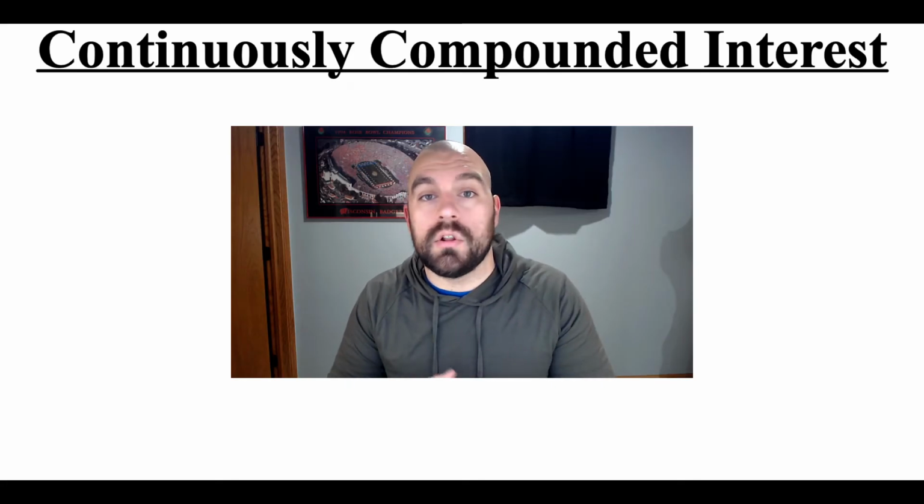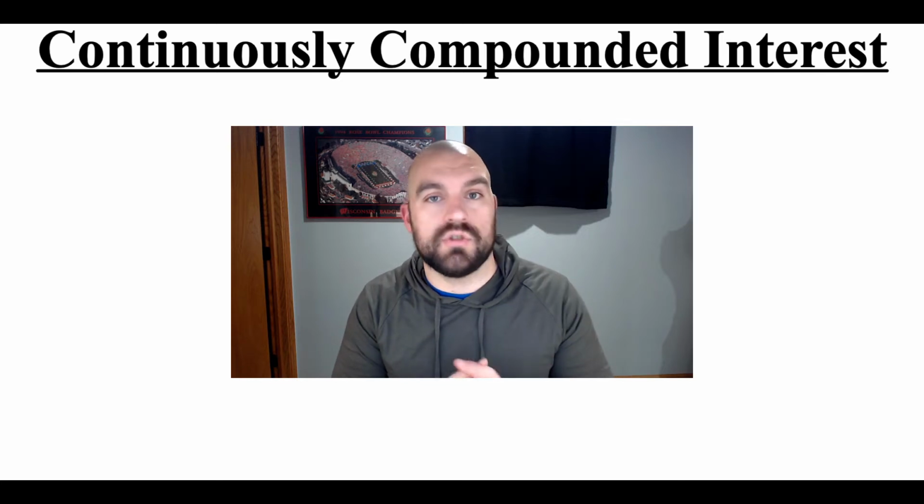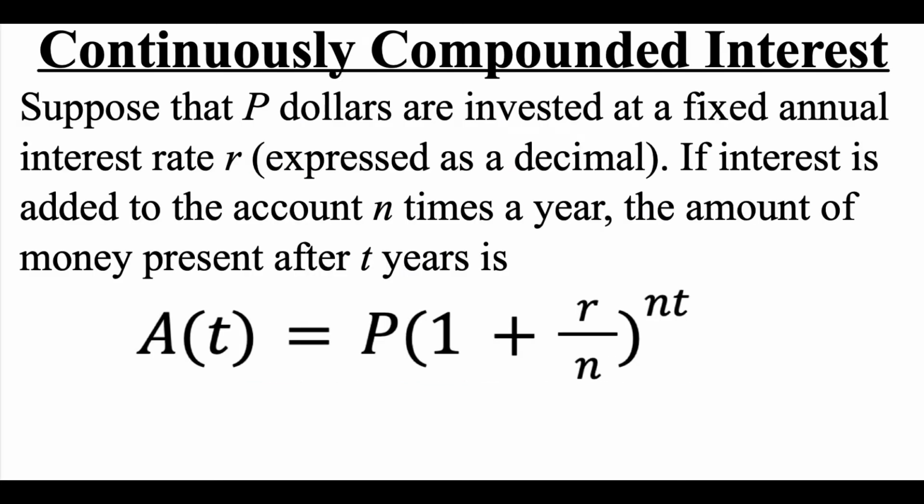In this video, we're going to look at continuously compounded interest. So suppose that you have P dollars and you're investing it at a fixed annual interest rate, R, which we're going to express as a decimal. If interest is added to the account N times per year, then the amount of money present after T years can be written as A of T, so the amount of money in your account after T years is equal to that P value that you started with times (1 + R/N) to the power NT.